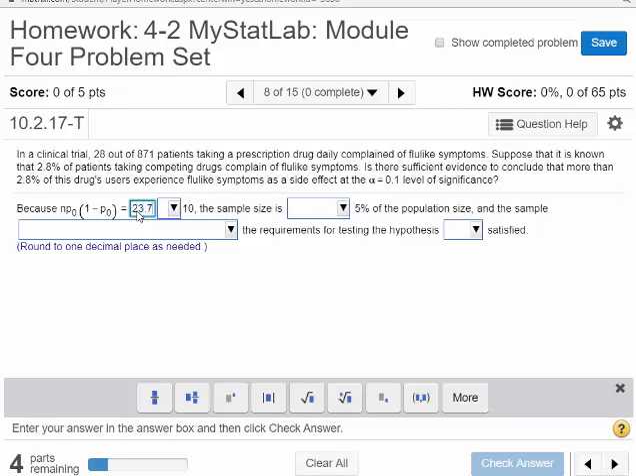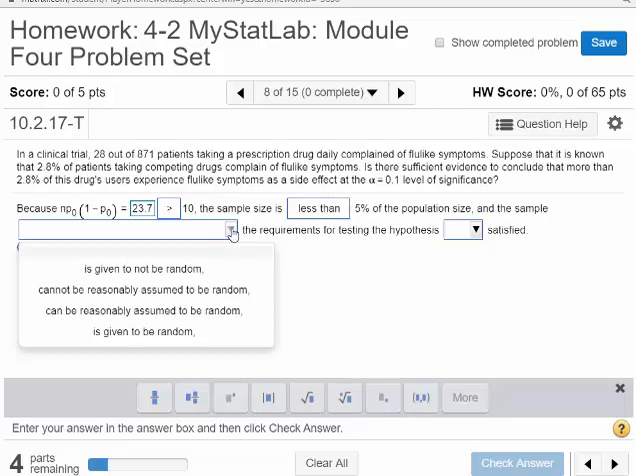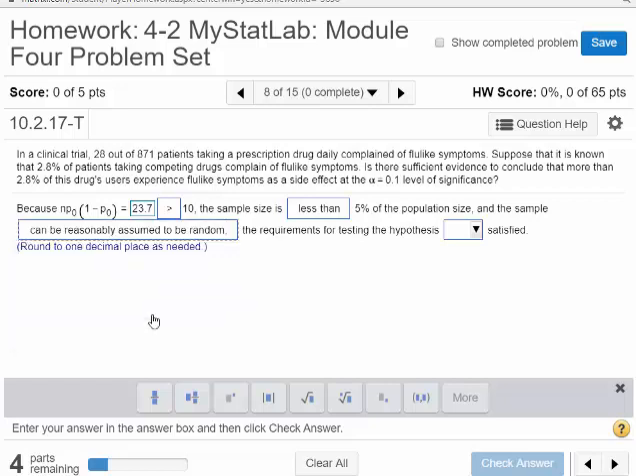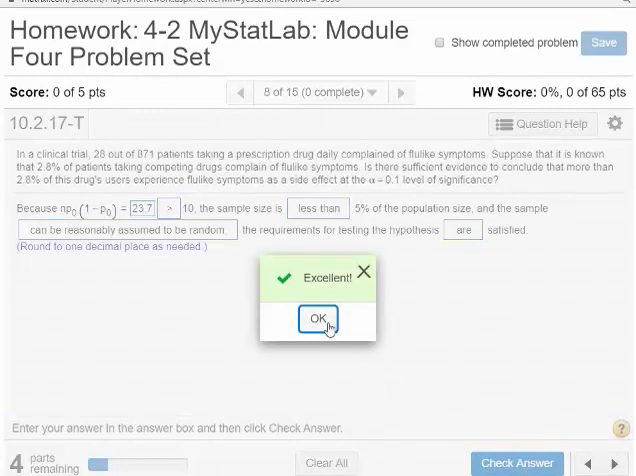So 23.7 is greater than 10; the requirement is that it needs to be greater than 10. And the sample size is less than 5% of the population size. In our reading, we know it needs to be less than 5% of the population size. And the thing you have to assume here is that the sample can reasonably be assumed to be random. That's important. It doesn't necessarily have to say it's been given as random, but it can reasonably be assumed to be random. It's fine. The requirements for testing the hypothesis are satisfied. Let's check. Excellent, we got it.